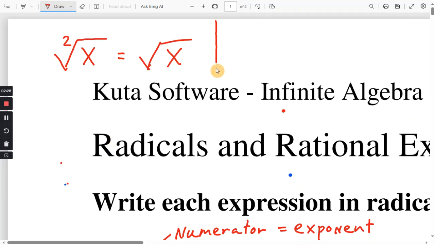And the other thing, most of you already know this, if you have a number x and that's raised to the power of 1, the exponent is 1, that really does nothing. So x to the power of 1 is just x. All right, so if the root is 2, you don't even need to write it. And if the exponent is 1, you don't even need to write it either.